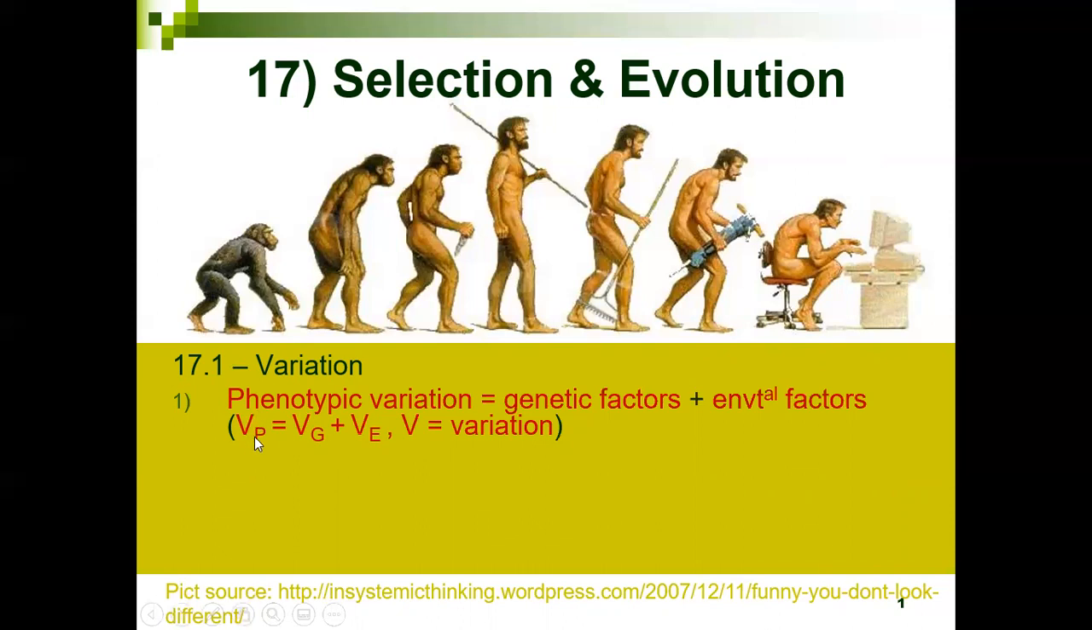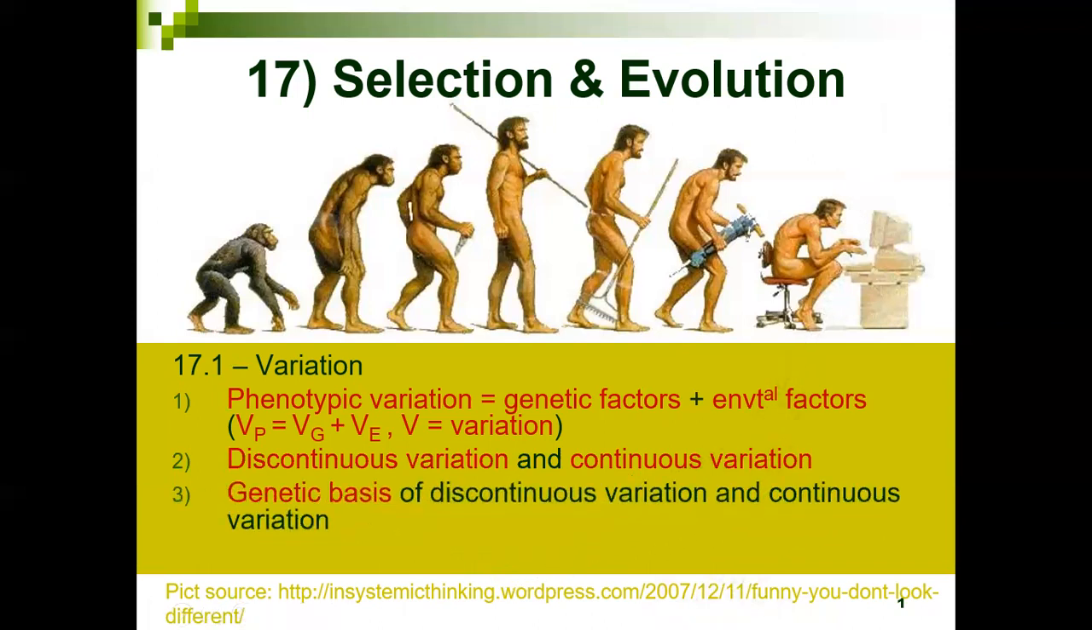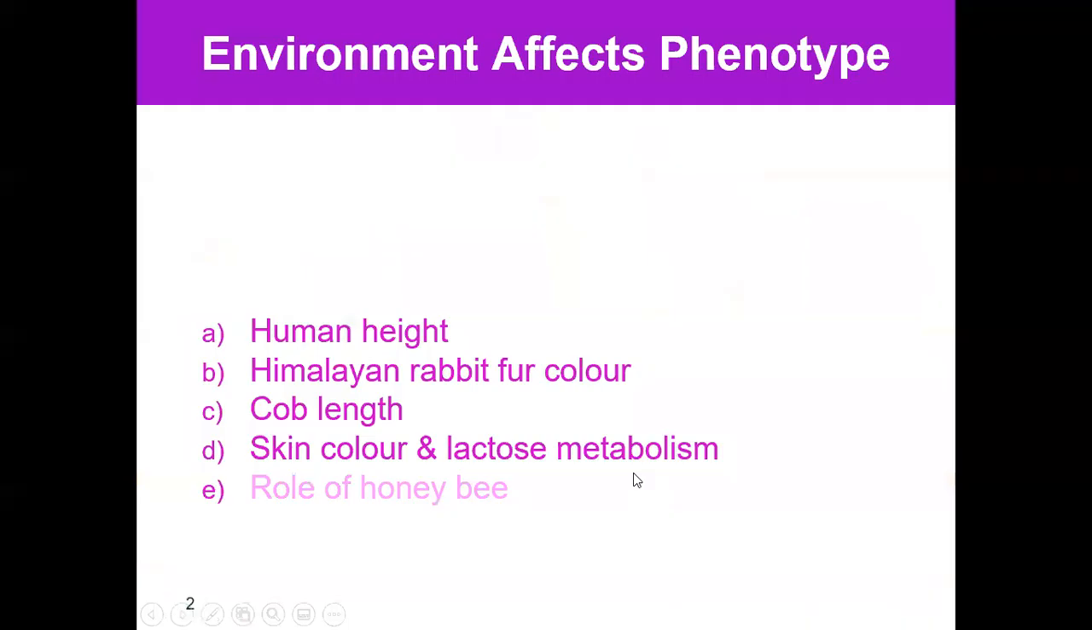So therefore, VP equals VG plus VE, where V stands for variation. So the differences in the phenotype in your class is because of the differences in genotype plus the differences in their environmental factor. So this is the first thing we're going to learn today. After that, we're going to look at two types of variation, which is discontinuous and continuous variation in the phenotype. And then after that, we're going to examine their genotypes, the genetic basis of these two variations, discontinuous and continuous variation. Okay, so let's look at the variation.